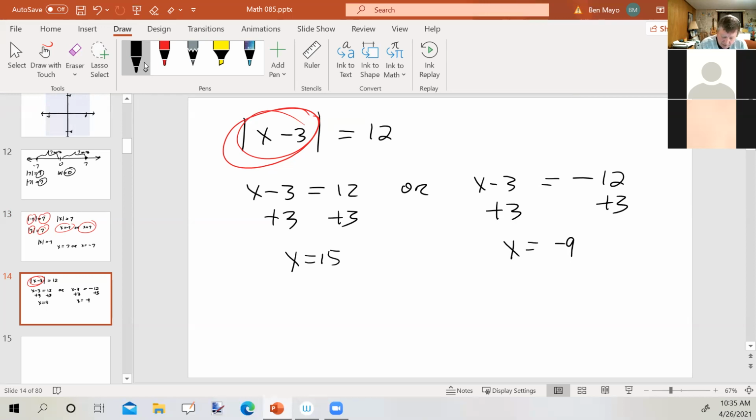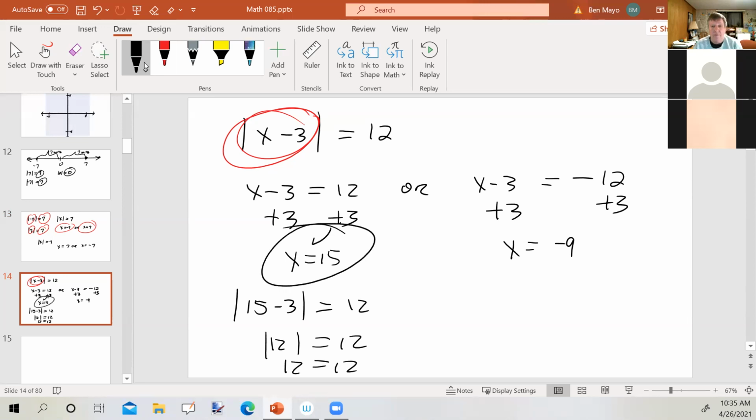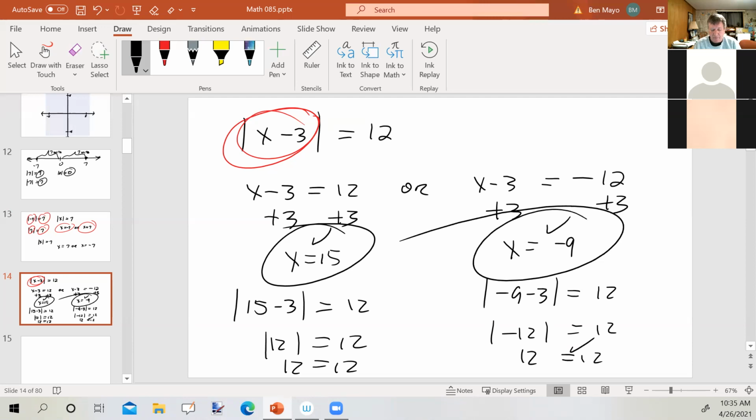Let's check both those answers. If x is 15, we'd have this. 15 minus 3 is 12. The absolute value of 12 is 12, so 12 equals 12. The first solution checks. If x equals -9, we'd get the absolute value of -9 minus 3 equals 12. -9 minus 3 is -12, and the absolute value of -12 is 12. So again, we get 12 equals 12. So both solutions are correct. Any questions about this example?